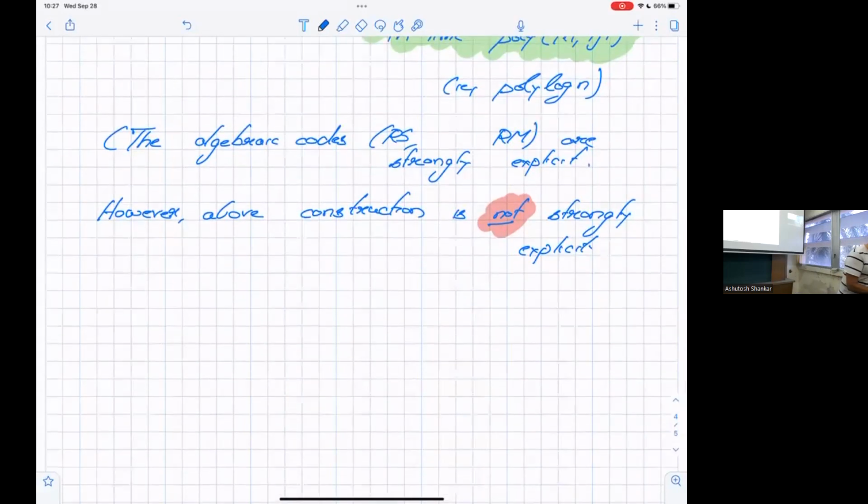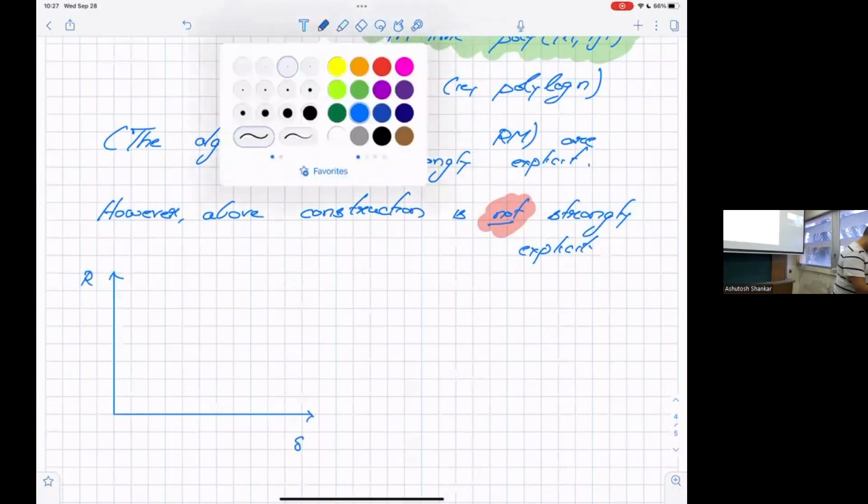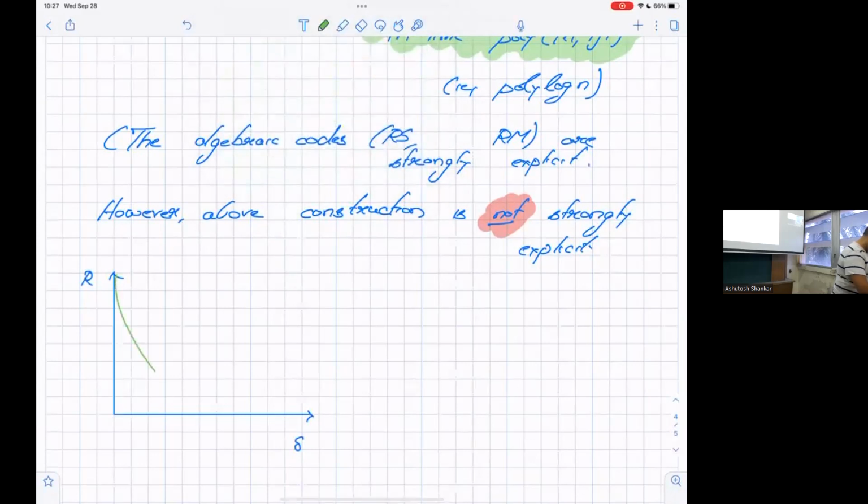Go back to this picture which we had, the graph plot. So we had delta, this is R, and we had Gilbert-Varshamov. The question is, the code which I'm going to construct now, where are they?